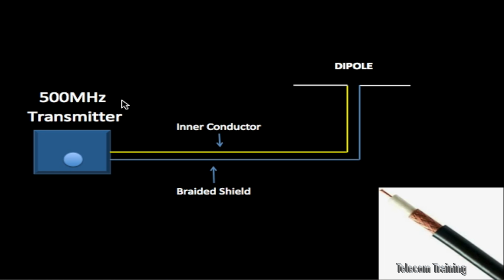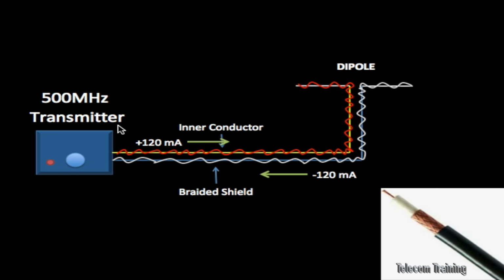Here I have a transmitter sending a frequency of 500 megahertz to the antenna. Now I have a dipole antenna up here and it's connected with a coaxial cable. The yellow area here represents the inner conductor of the coaxial cable, and the blue area represents the braided shield, which is the outer conductor. So once we power up our transmitter, our 500 megahertz will be sent out onto the coaxial cable, onto the middle conductor here, and we're using 120 milliamps.